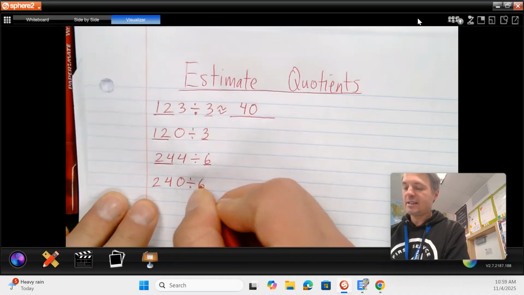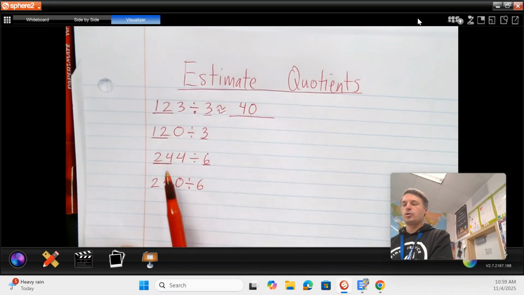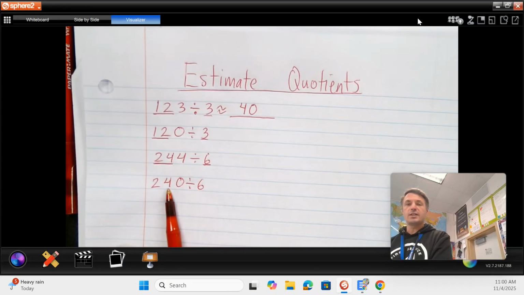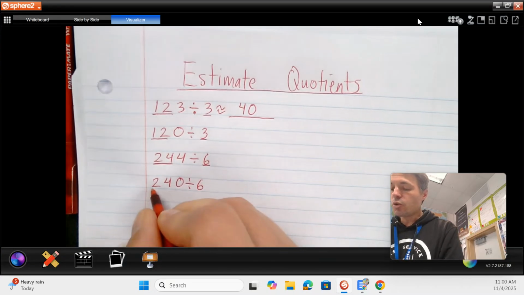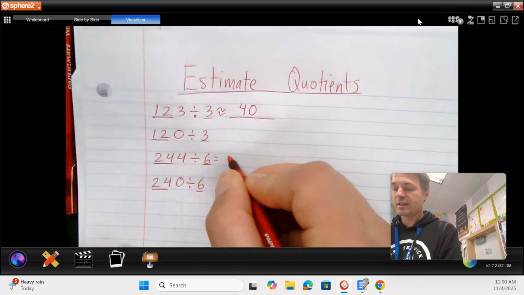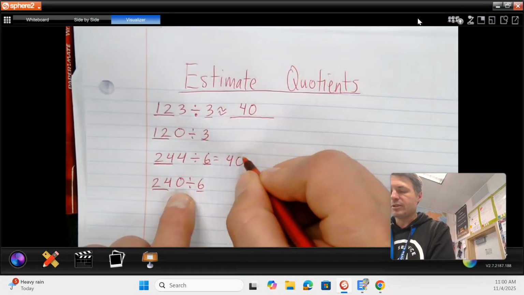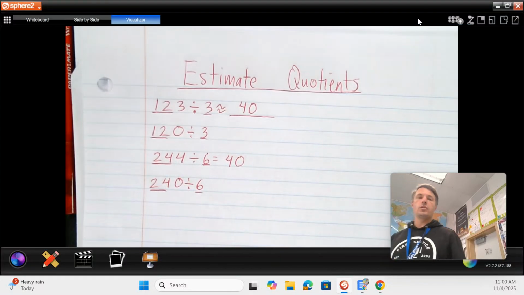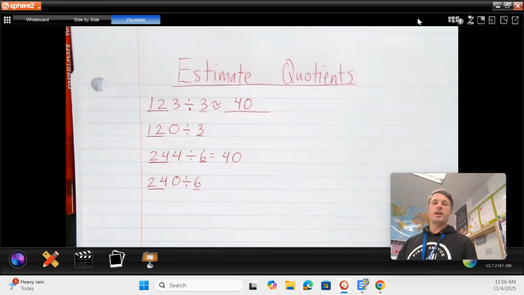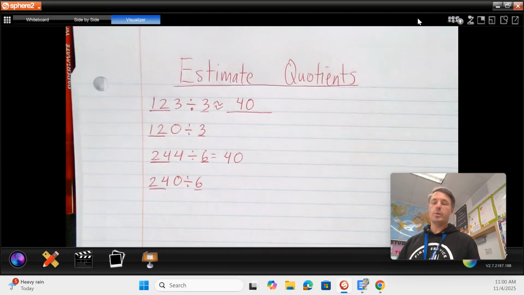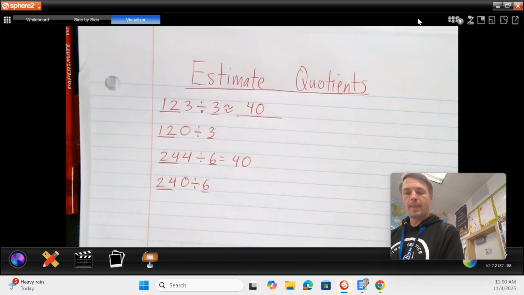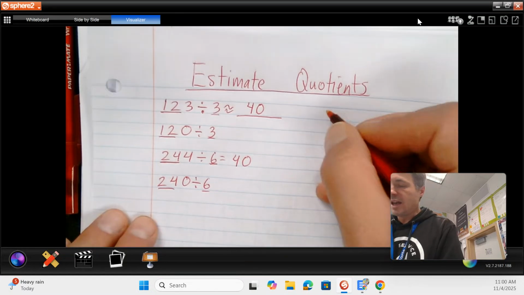Divided by 6. Okay, so now instead of 244 divided by 6, we have 240 divided by 6. But 240 is just 244 rounded to the tens place. So 24 divided by 6 is 4. And then we just take this 0 from the dividend and we drop it to the right of the 4 in the quotient. So 244 divided by 6 is about 40. So we got the same answer twice in a row. That's funny.